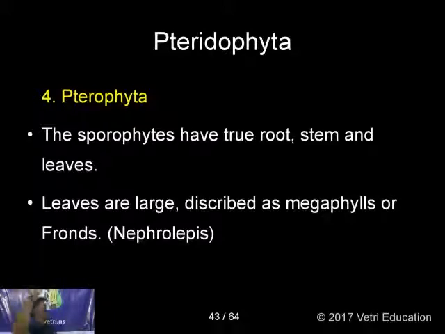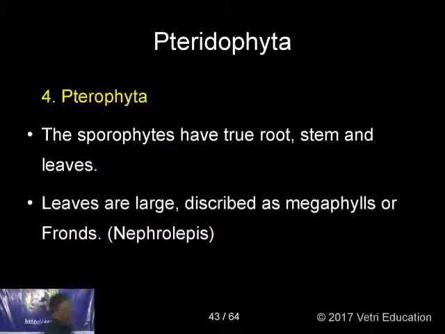The fourth one, Pteridophyta, where the sporophytes have true stem, root and leaves. These are highly developed pteridophytes. The Pteridophyta are generally called the ferns, highly developed pteridophytes. The leaves are large, described as megaphylls or fronds.